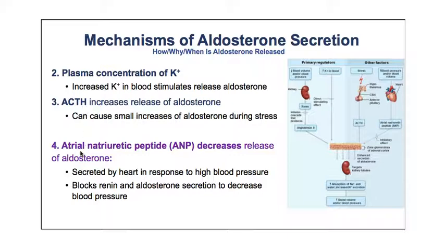This hormone down here, atrial natriuretic peptide, or ANP, is going to be released in response to high blood pressure, and it's going to inhibit the release of aldosterone. So this is going to have that opposite effect: tell our body to get rid of excess sodium, get rid of excess water, and help to bring our blood pressure back down.